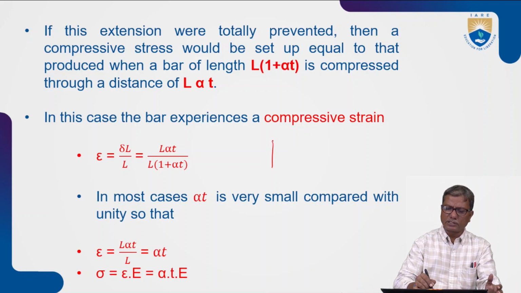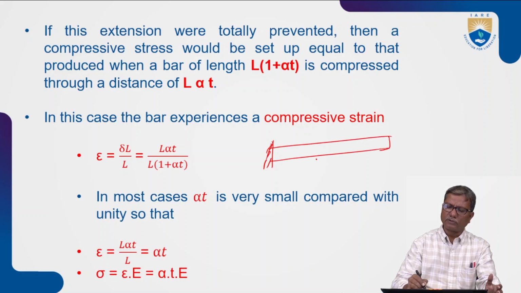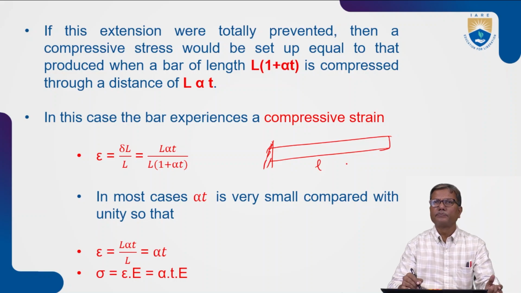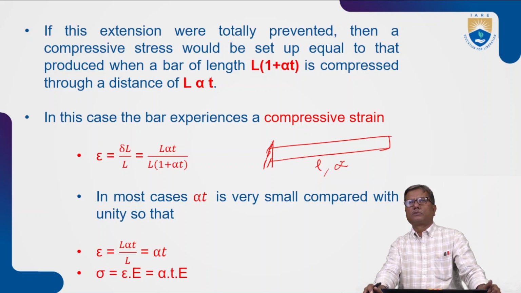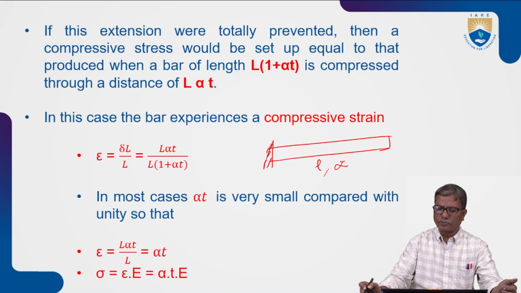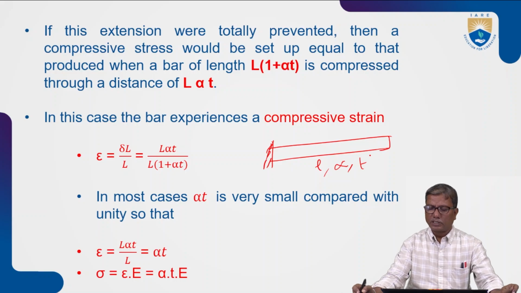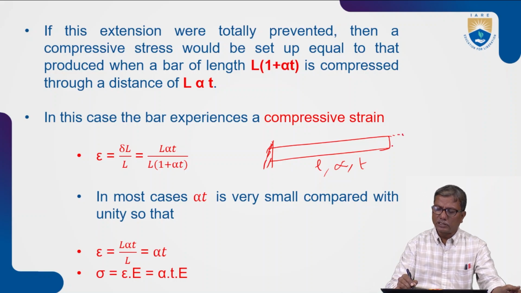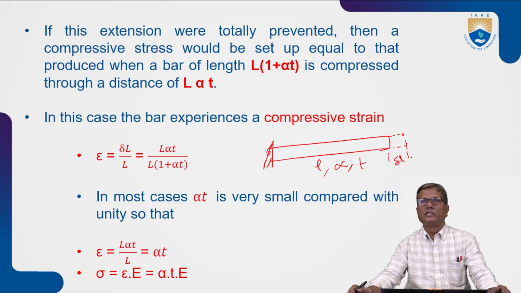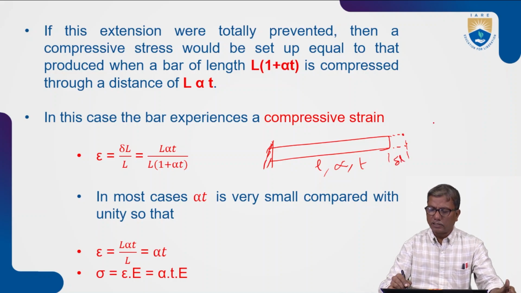For example, consider a bar fixed at one end, of length L, and material coefficient of thermal expansion alpha, and let T be the rise in temperature. Then the increase in length takes place. If it is free to expand, then it expands by delta L, which is given as L alpha T.